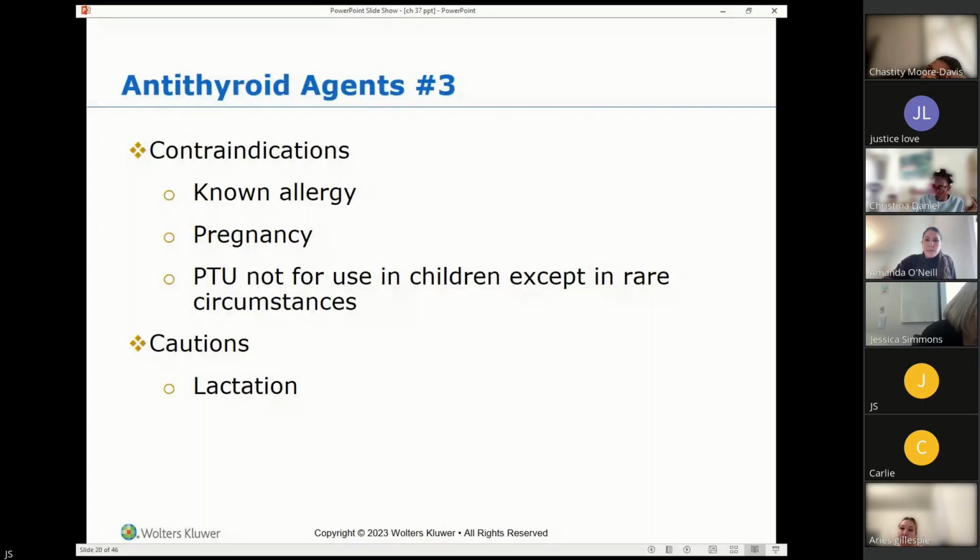PTU has been associated with severe liver toxicity and is not recommended for use in children except in rare circumstances where other therapy is not appropriate. They don't really go into any other detail, but severe liver toxicity in children is not a good thing. And then caution in lactation.